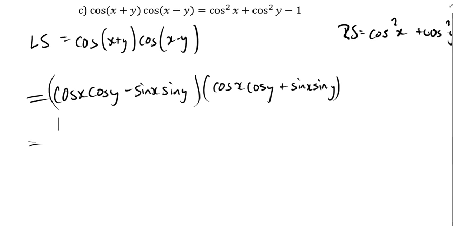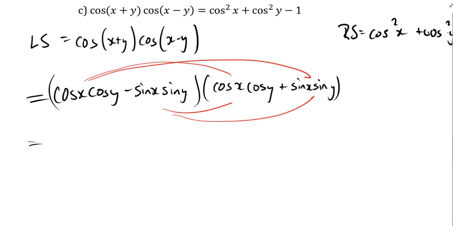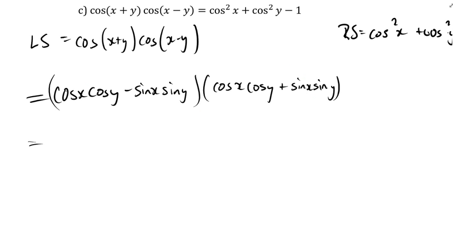This is where you just have to kind of have a little bit of faith and push through it. So we're going to do something like this. This times this, this times this, this times this, this times this. So cos x cos y times cos x cos y is cos squared x cos squared y. And then, like Vivian said, this is like a difference of squares. So the middle term cancels.